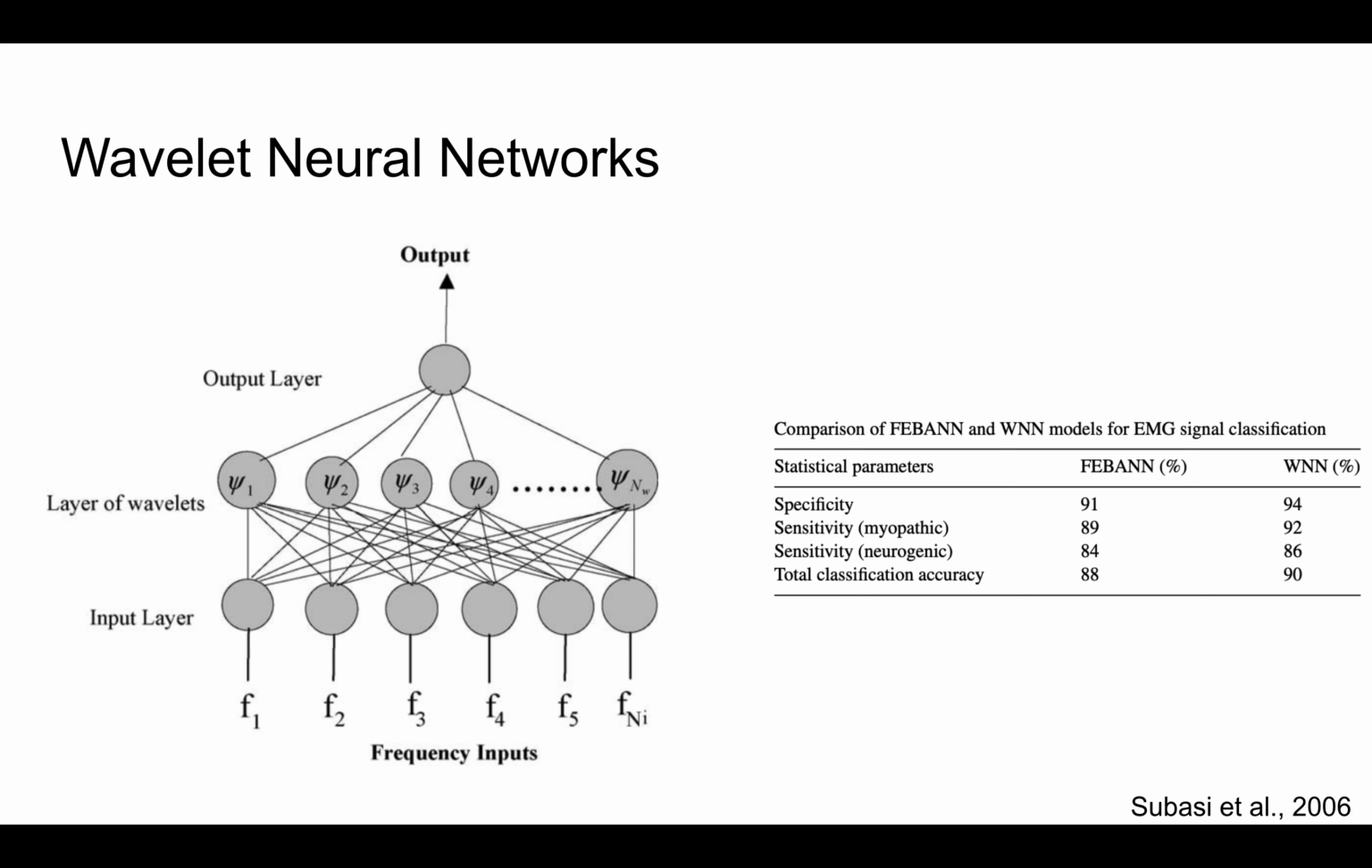A study done by Subasi et al. found that a WNN model had a 90% success rate in classification of neuropathies and myopathies. Wavelet neural networks are beneficial as the wavelet property allows for consideration of the fast transient changes that are often present in the EMG signals.